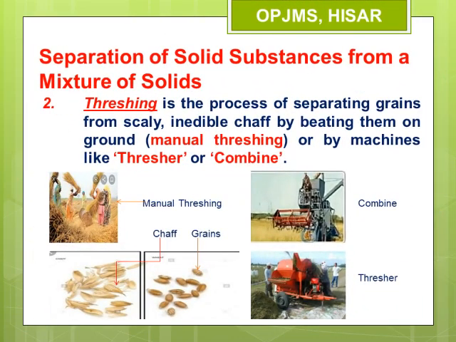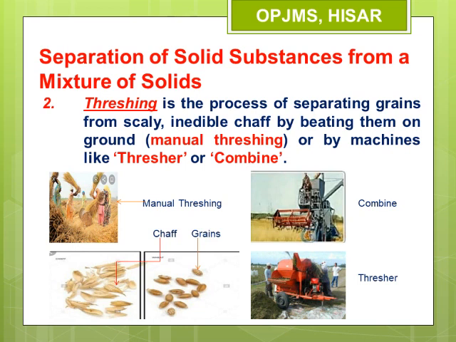The second technique is threshing. Threshing is the process of separating grains from the scaly, inedible chaff by beating them on ground or by using machines like thresher or combine. When the grains are harvested, they are covered by a scaly, inedible substance. This inedible substance is known as chaff.